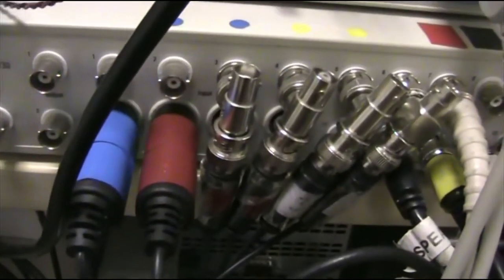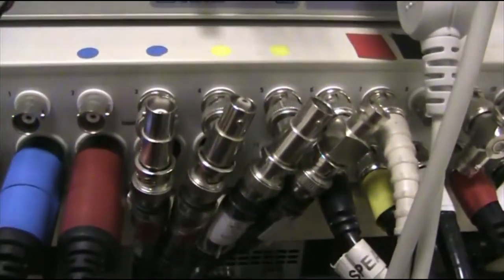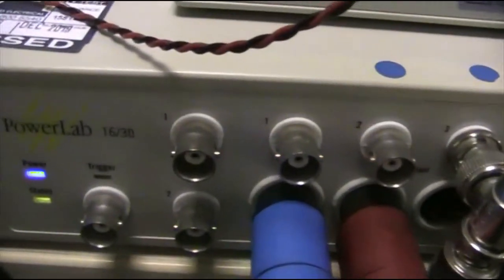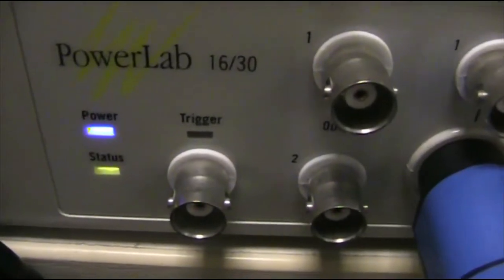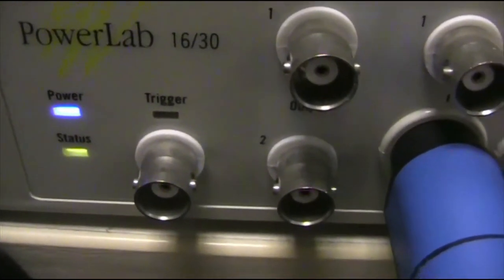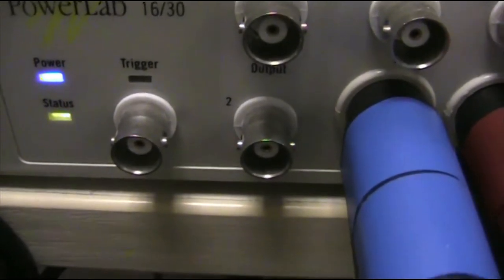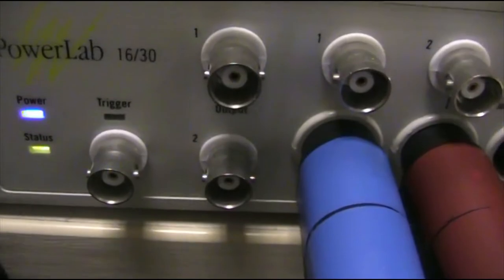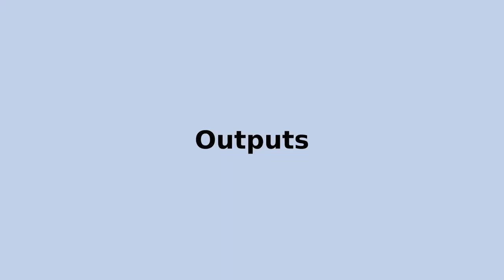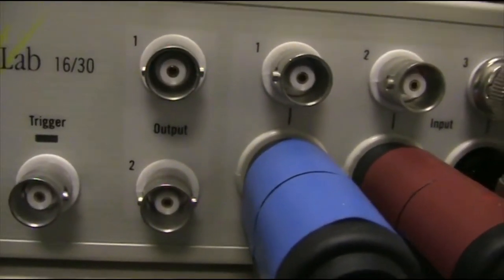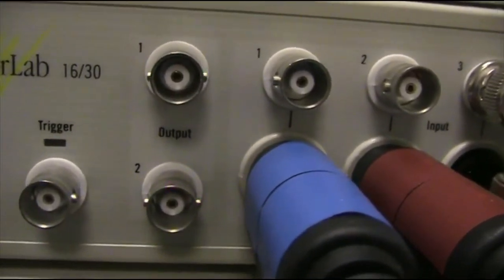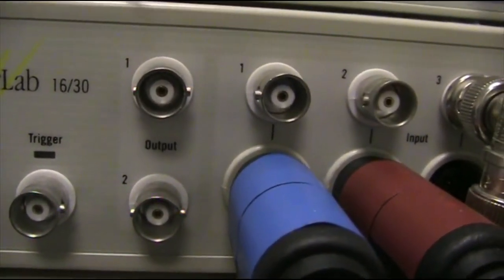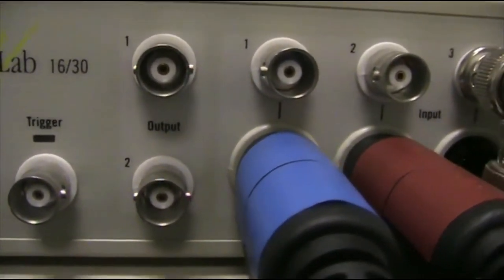A channel records a single stream of data, for example, a single muscle, or a single vibration, or a light. On the far left of the box is a trigger signal. And this shows you when another computer is sending a signal to the PowerLab. There are two outputs, which can be used to control or send signals to other devices, including the electrical stimulators.